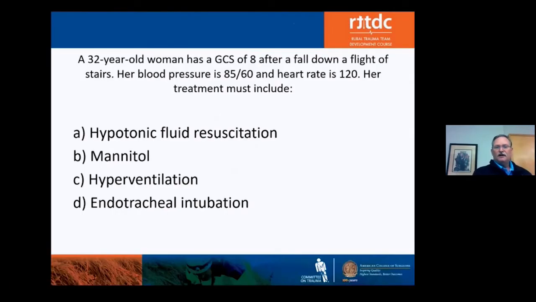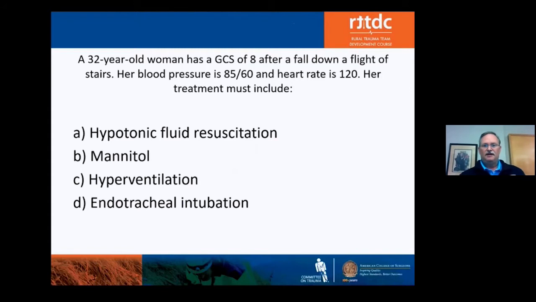Okay. So the first question we have is a 32-year-old woman has a GCS of 8 after a fall down a flight of stairs. Her blood pressure is 85/60, heart rate is 120. Her treatment must include: A, hypotonic fluid resuscitation; B, mannitol; C, hyperventilation; D, endotracheal intubation.